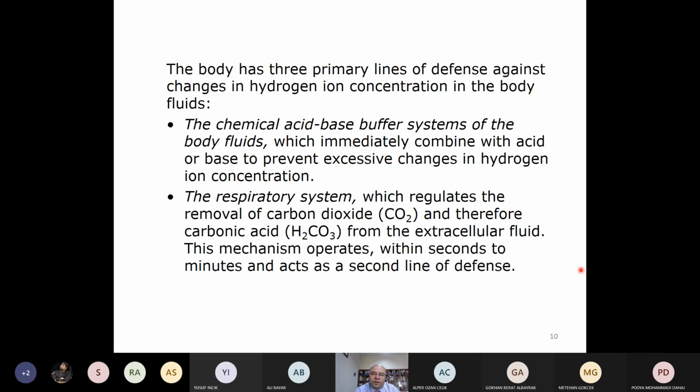Our body has three primary lines of defense against changes in hydrogen ion concentration. First, chemical acid-base buffer systems of the body fluids. They immediately combine with acid or base to prevent excessive changes in hydrogen ion concentration in our blood. Secondly, the respiratory system takes part in the regulation of acid-base balance by removing carbon dioxide, therefore removing carbonic acid from the extracellular fluid. So this mechanism operates within seconds to minutes and acts as a second line of defense against acidosis or alkalosis.